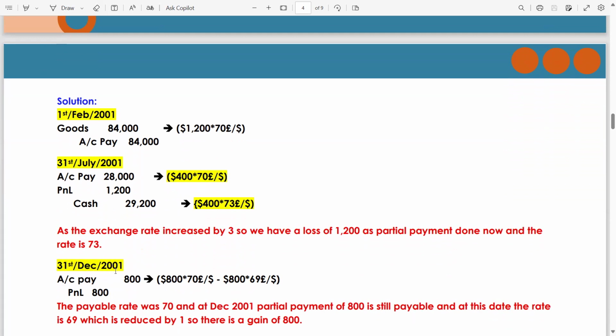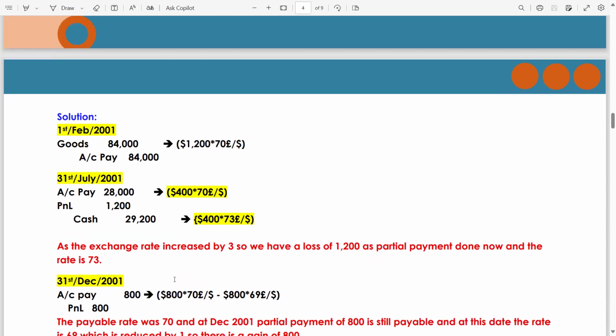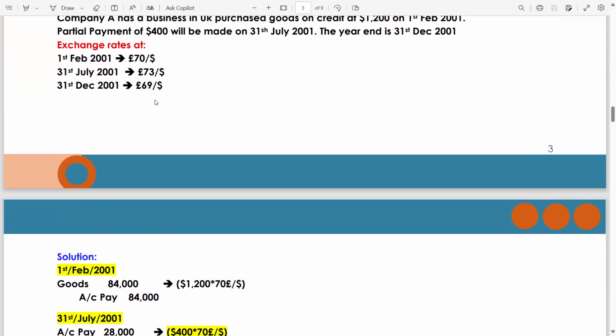31st December 2001: still 800 is not yet paid by us, as we only paid 400. The total amount is 1200. Out of 1200 we paid 400, now we are left with 800. How to account for this 800? If you can see, the exchange rate at 31st December fluctuated by 1, from 70 to 69. It means there is a reduction of 1 pound.